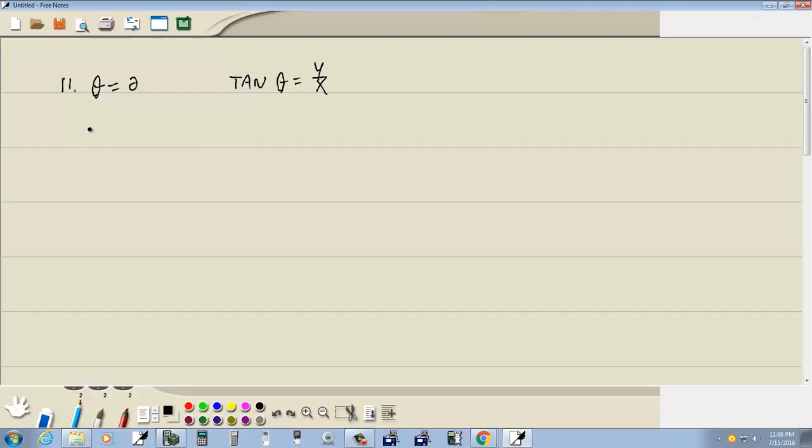So what I could do is take tangent of both sides, and we get this. Now tangent of theta I can replace with y over x, and then I multiply both sides by x, and you get y is equal to tangent of 2 times x, tangent of 2.